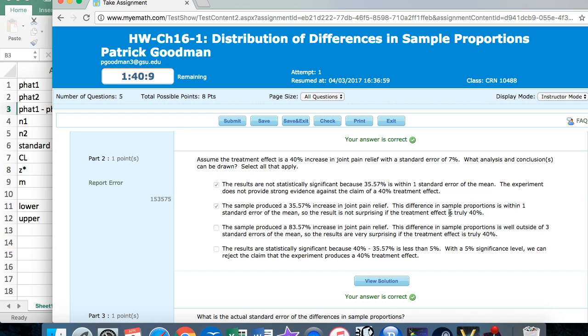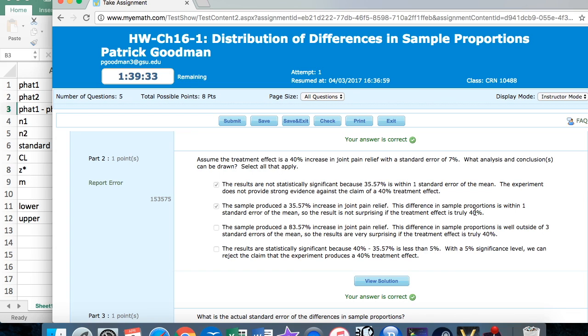What is that saying? Well, it's just saying, if you're taking these samples out, and we say maybe 40% is the true increase in joint pain relief. Well, we know that our 35.57% increase in joint pain relief is not too far away from the 40% value, right? It's only about less than 5% difference. Well, this means that if we're taking out samples, we see a 35.57%. It's only within 1 standard deviation, which means it's pretty close to the value, right?